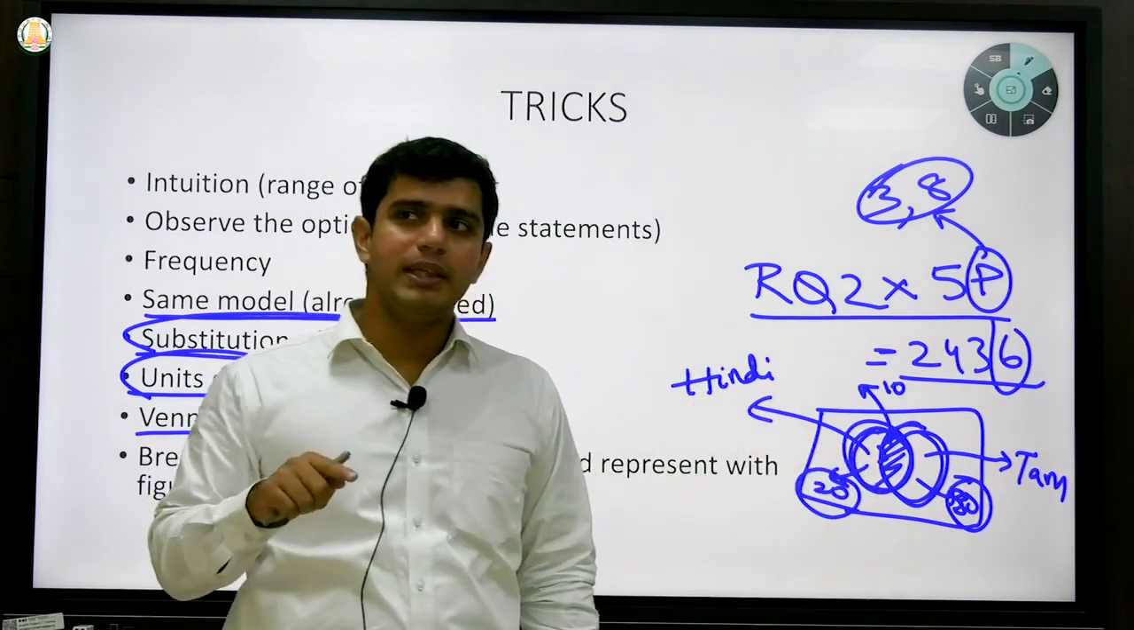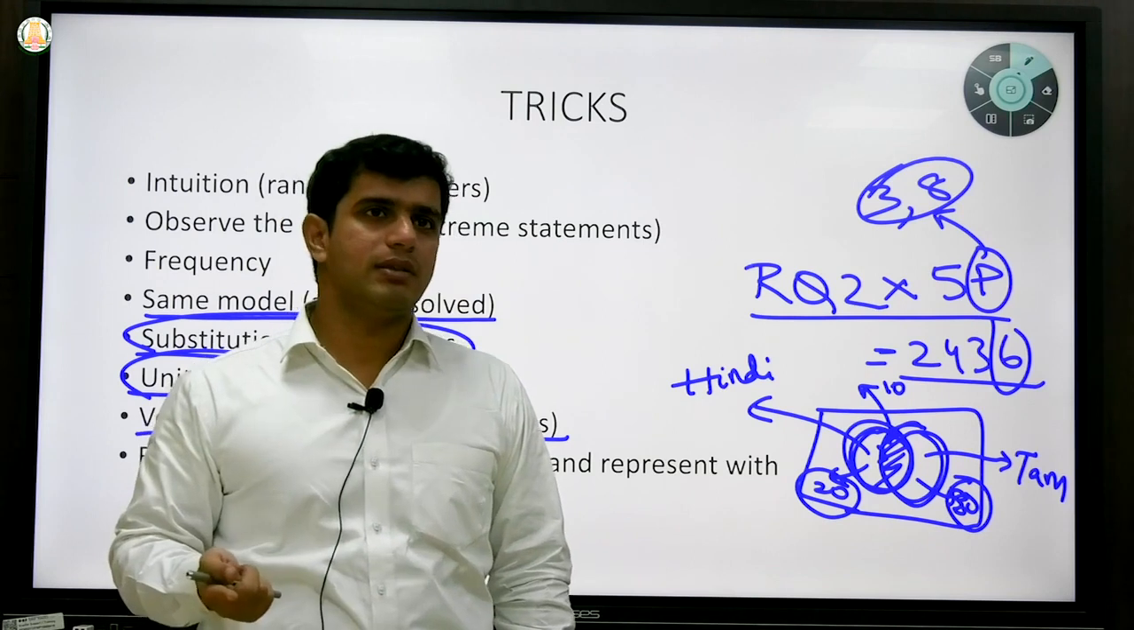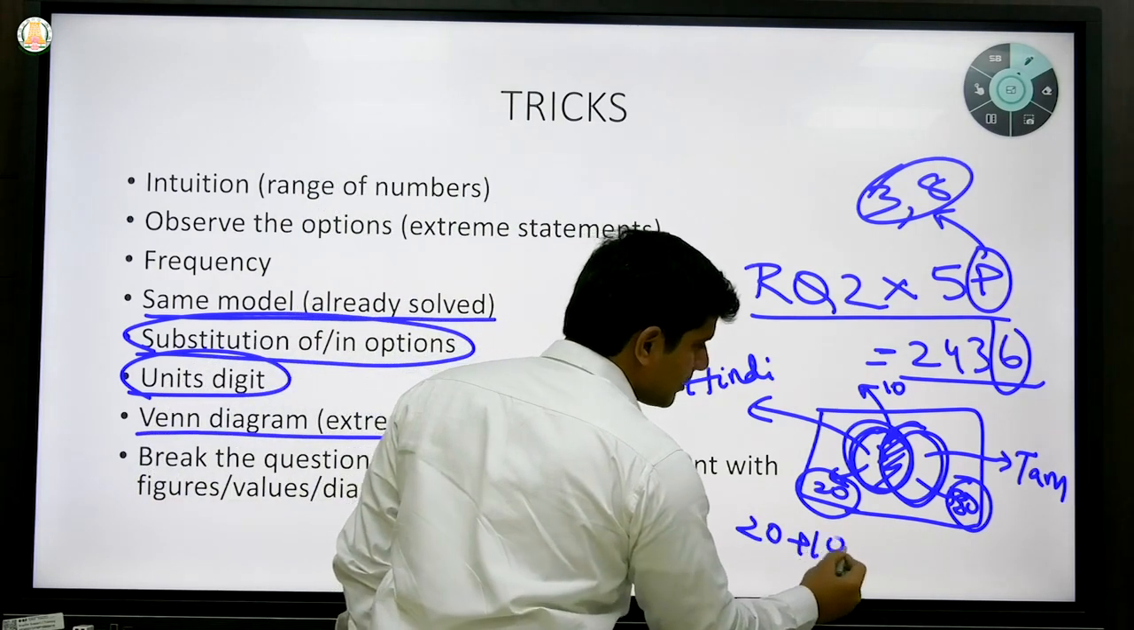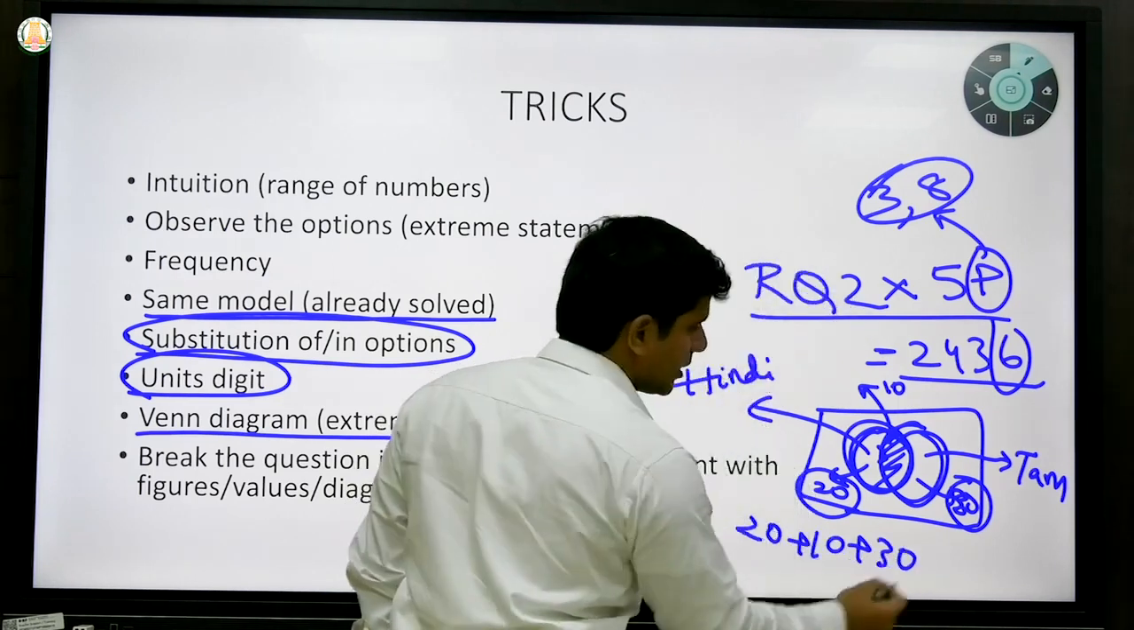Another statement is how many can speak Hindi or Tamil. Then the answer will be 20 plus 10 plus 30, that is 60.